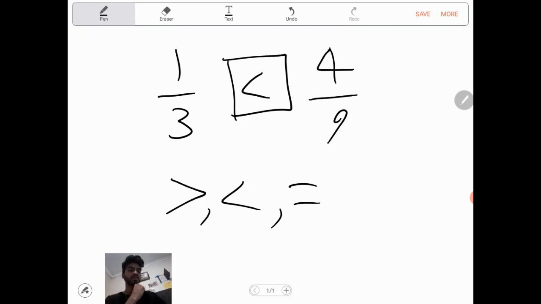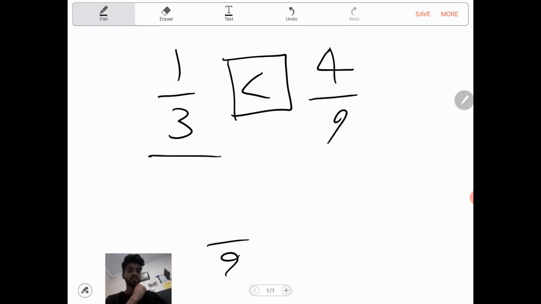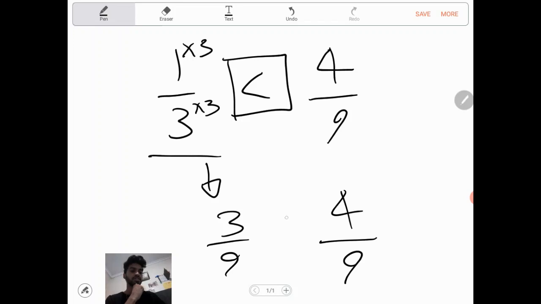Now the reason why 4/9 is bigger is because if I change the denominator over here into 9ths, to do that I would have to do 3 times 3 to get that 9. Now whatever I've done to the denominator, I gotta do to the numerator as well. So 1 times 3 would have given me 3. So I would have had 3/9, and on the other side I'm gonna leave 4/9 the way it is, and we can see that 4/9 is bigger.